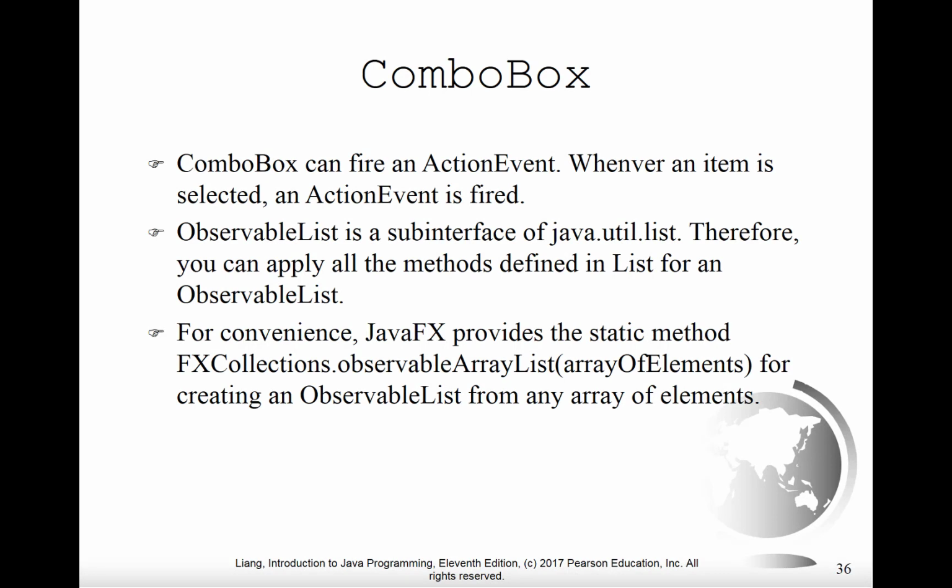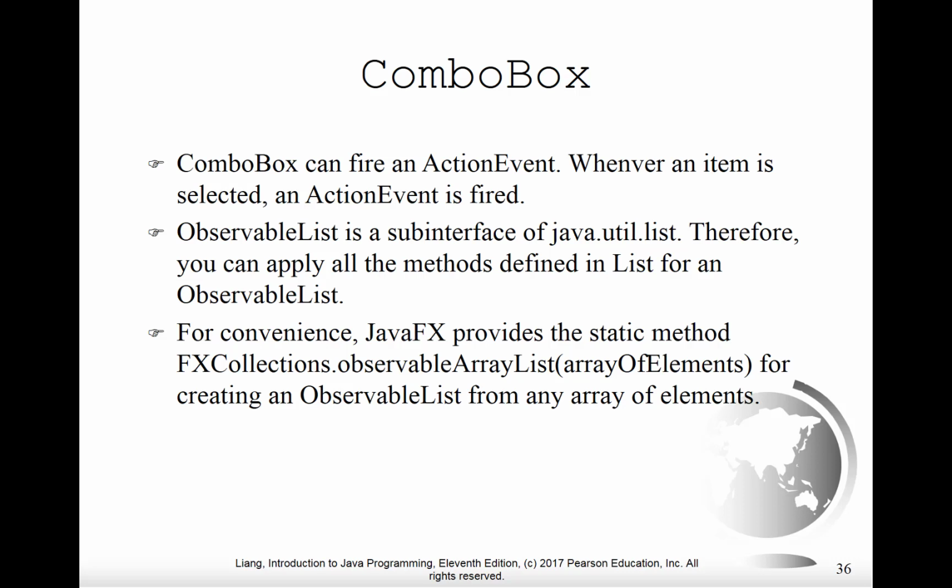It's an action event. It turns out that observable list is actually a subinterface of list. So any of the methods that you can use with list, you can also use then with an observable list. Because the combo box requires an observable list, and you might have a normal array that you wish to use there, there's a utility function.